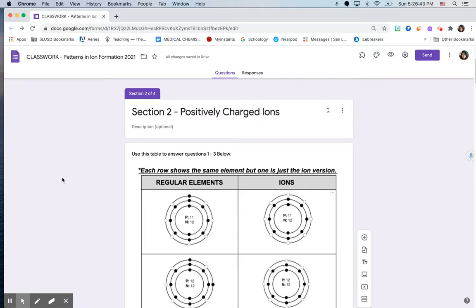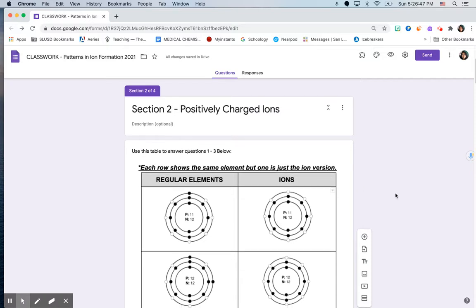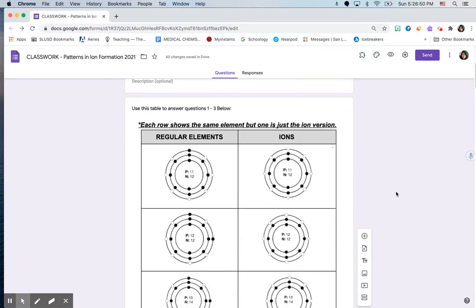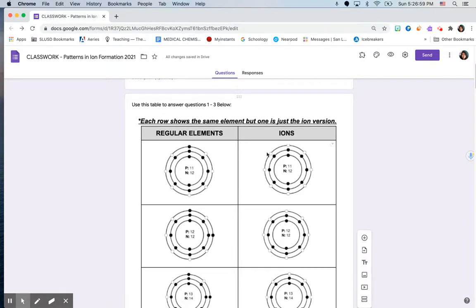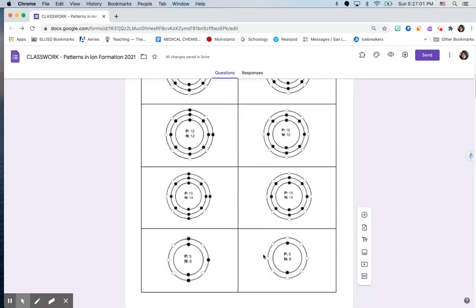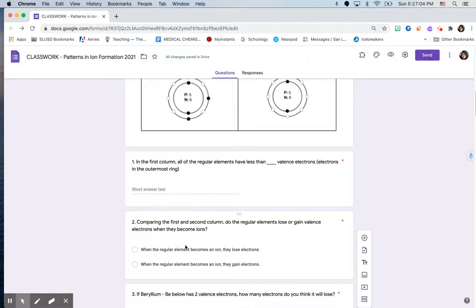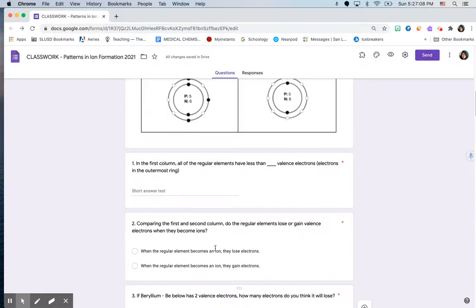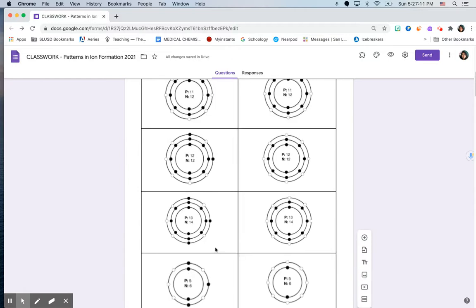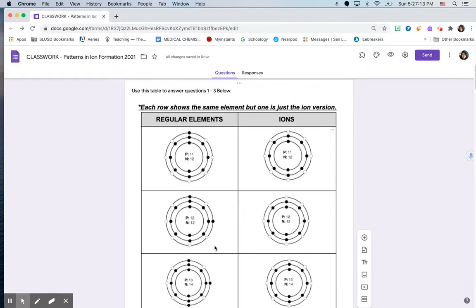So in the next section of this Google form, it's going to look like this. I'm going to start this out with you. So a couple of things I want you to notice that below this section, it says to use this table to answer questions 1 through 3 below. So you're going to look at patterns in this table to help you identify the answer or the possible answers for the next 3 questions. Don't worry if you get things right or wrong. I just want to know what you think and what you notice.